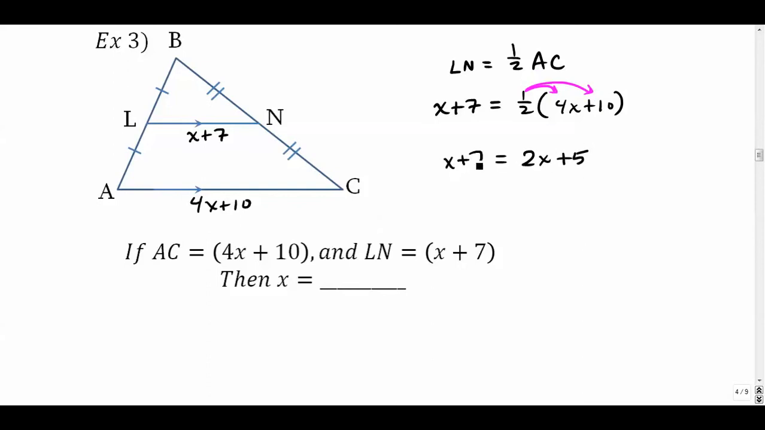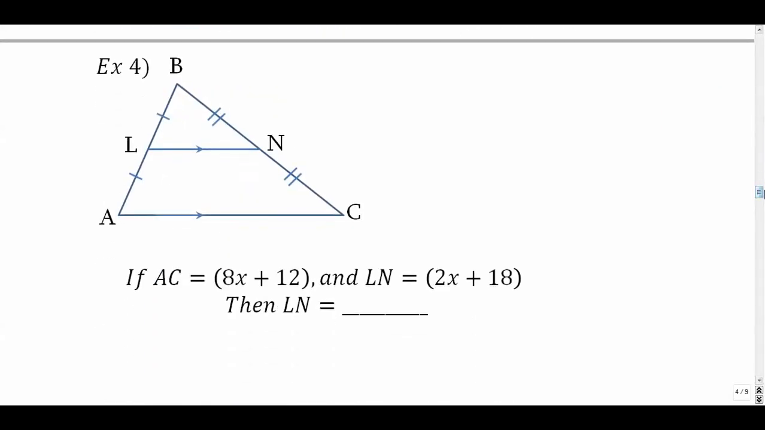So x plus 7 equals 2x plus 5. I'm going to subtract x from both sides. That gives me x plus 5 is equal to 7. And I'm just going to subtract 5 from both sides, giving me x equals 2. And it's always a good idea to check that. If we plug this in, the segment is 9 units long, 2 plus 7. And if we plug this in, it better be 18. Let's see, 4 times 2 is 8, plus 10 is 18. So that checks out nicely.